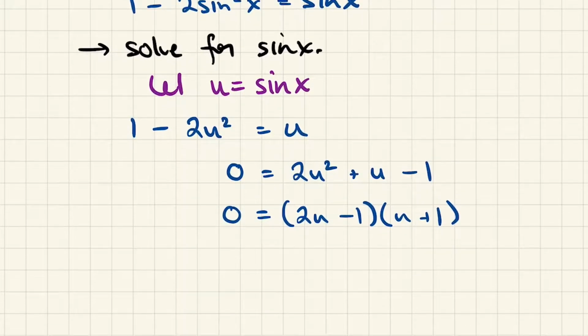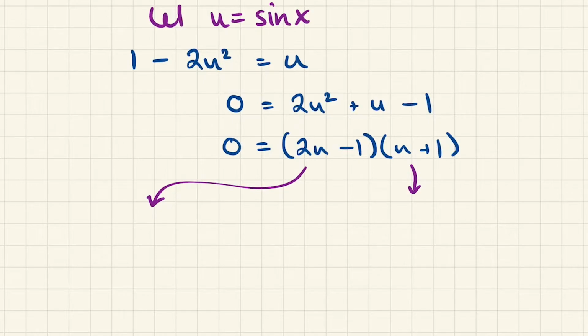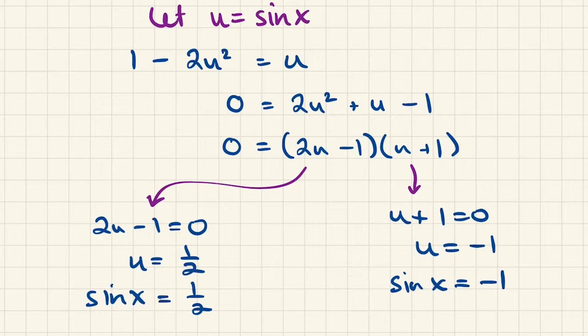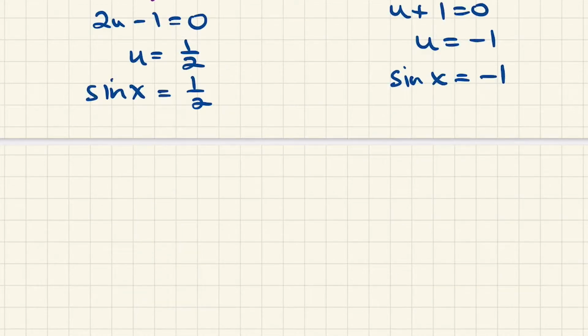All right, so this equation splits into 2u minus 1 equals 0. And if we solve that equation, we get u equal 1/2, which means that sine of x is equal to 1/2 because u is equal to sine of x. And if we solve this one, we get u plus 1 equals 0. So u equals -1. And therefore, sine of x is equal to -1. All right, so the next thing that we want to do is find the angles between 0 and 2 pi that satisfy these equations.